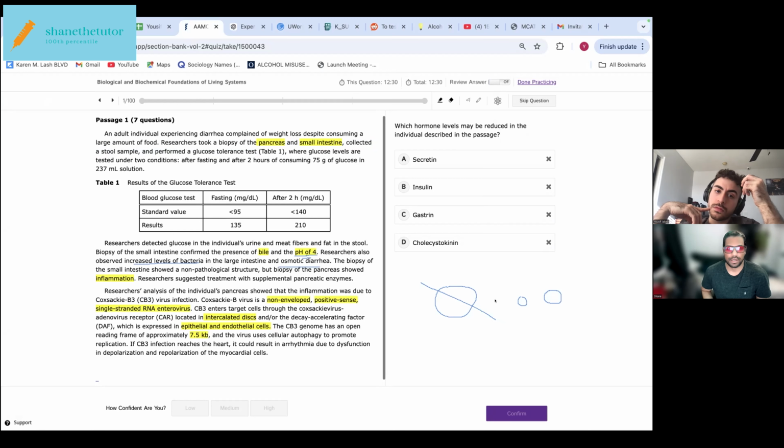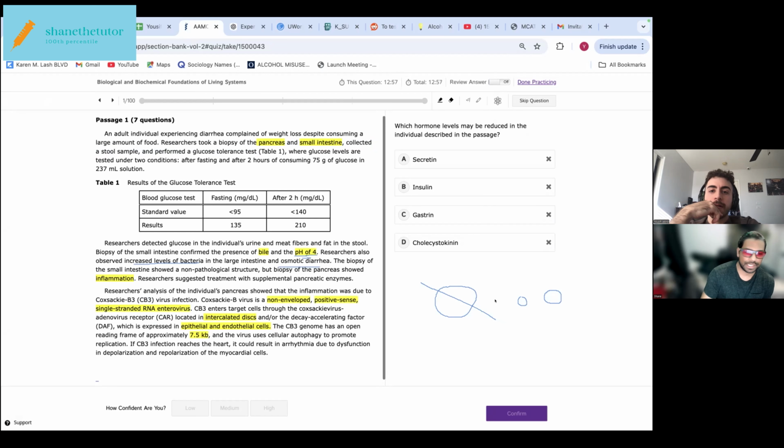Okay. And the pH of 4, we know that that's abnormal. So this person could have an issue with producing the bicarbonate to neutralize the acidic chyme, right? Okay. Should we go through the questions?